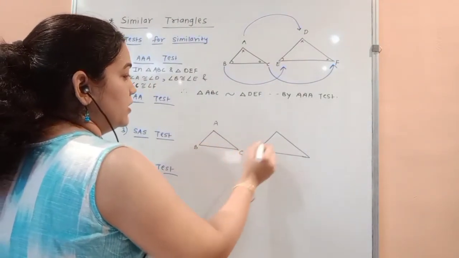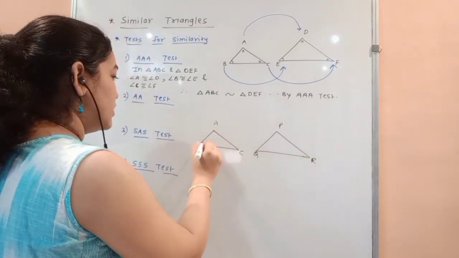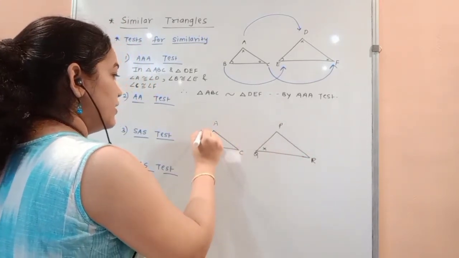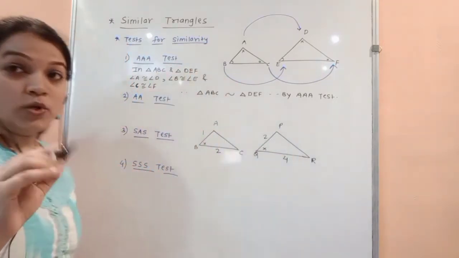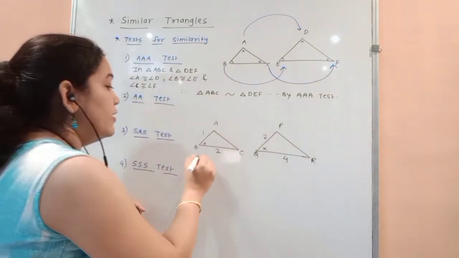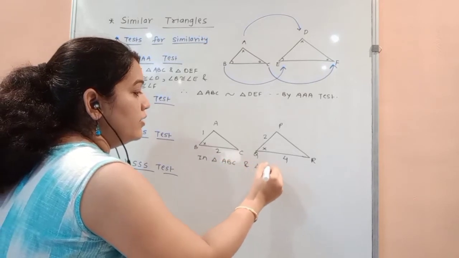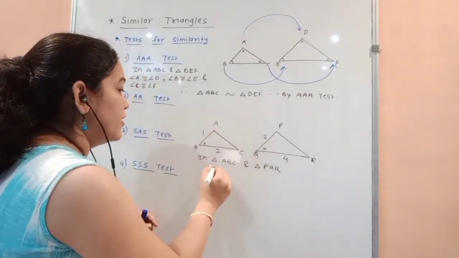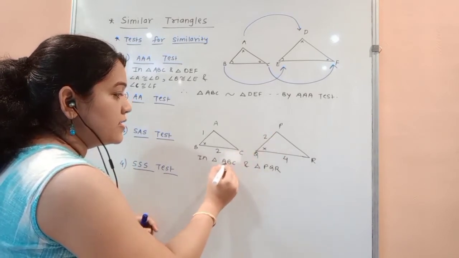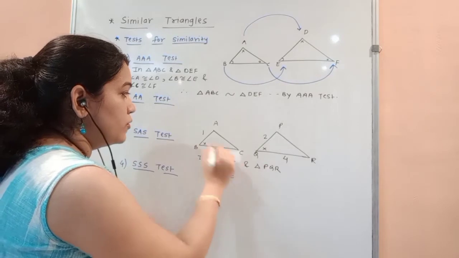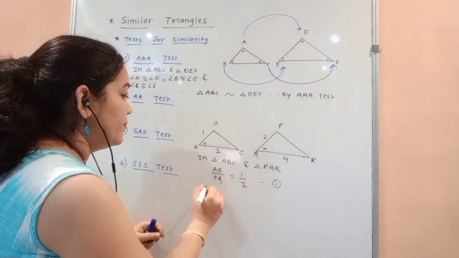A, B, C, P, Q, R. Now see, this congruent to this. This is 1, this is 2, this is 2, this is 4. Now see here carefully. In triangle ABC and triangle PQR, if I take a ratio of AB upon PQ, because correspondence is like this, AB upon PQ is what? 1 upon 2. Yes or no? Number it as equation 1.